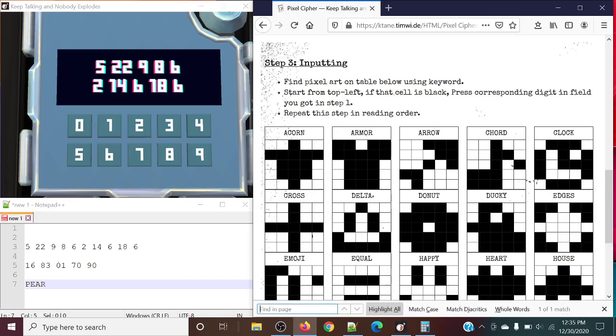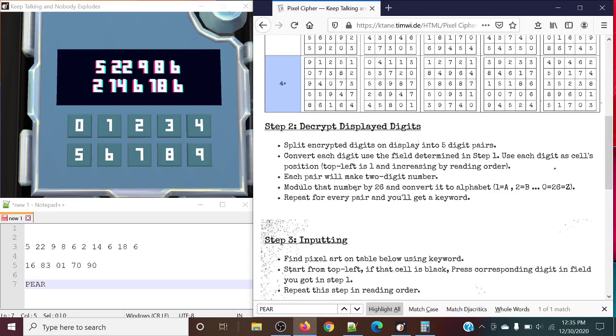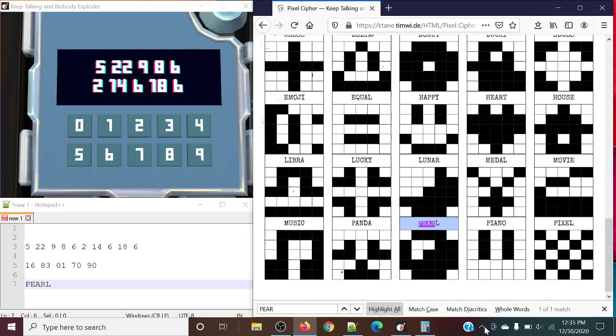And generally by the first couple words, you can already determine what the word will possibly be. And as we can see, we're already looking at Pearl. But just to make sure, 90 mod 26 is 12, which is indeed a Lima. So we're looking at Pearl.